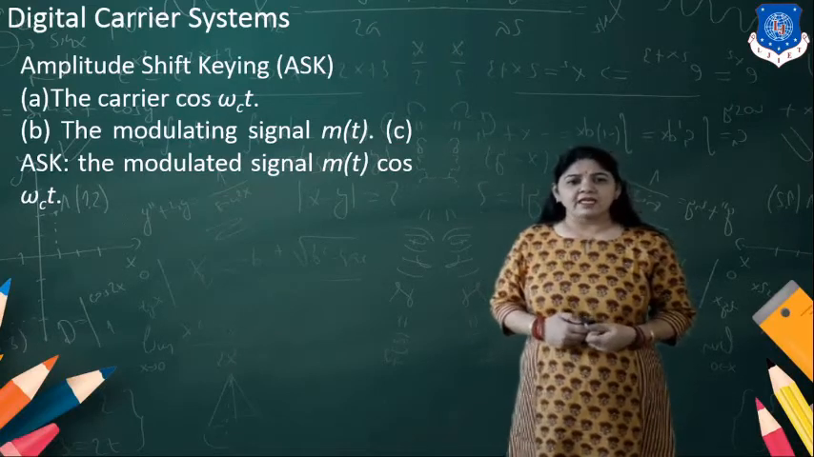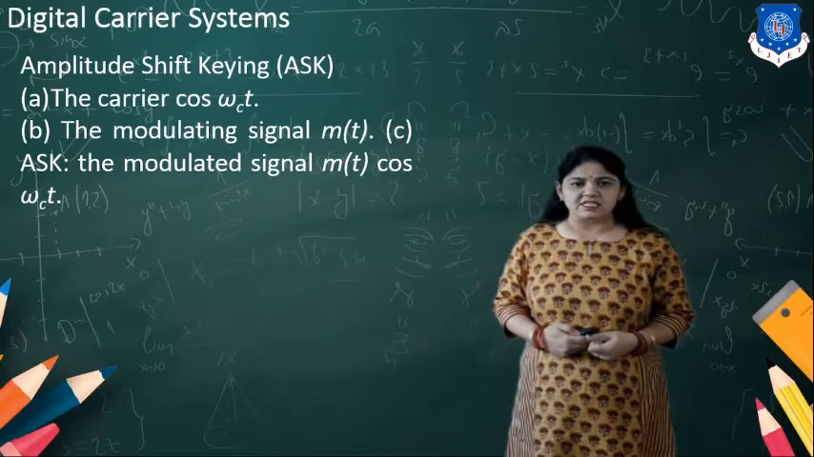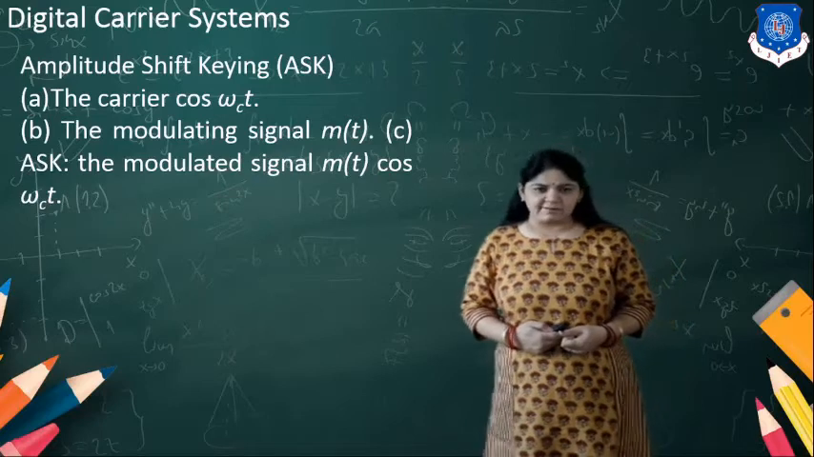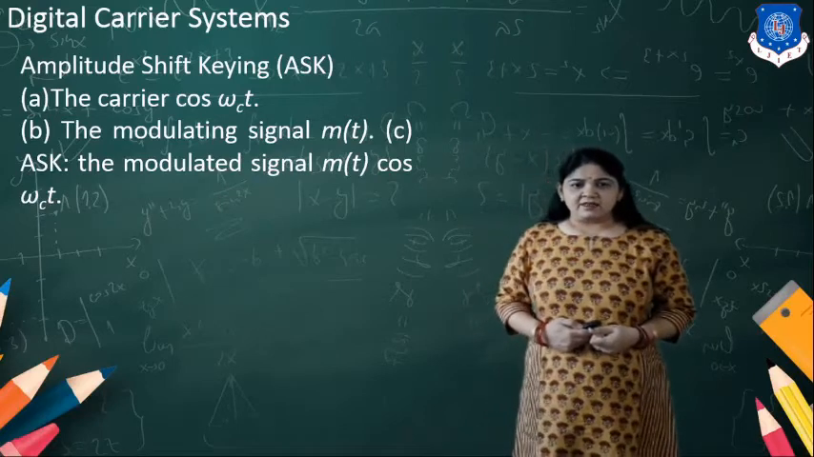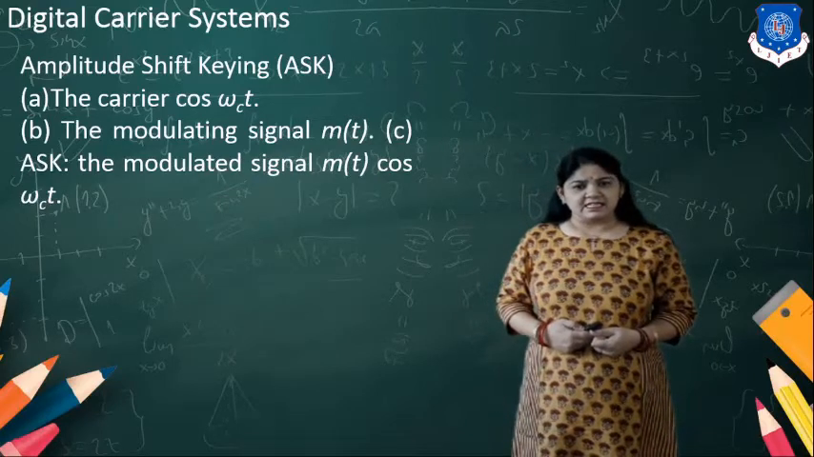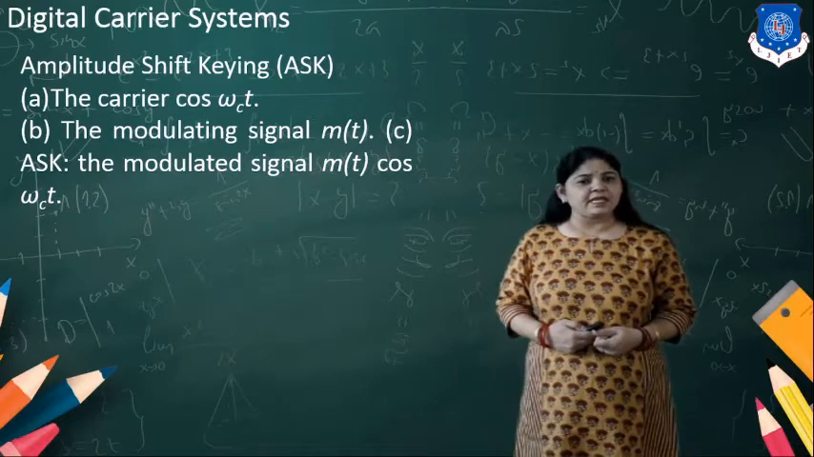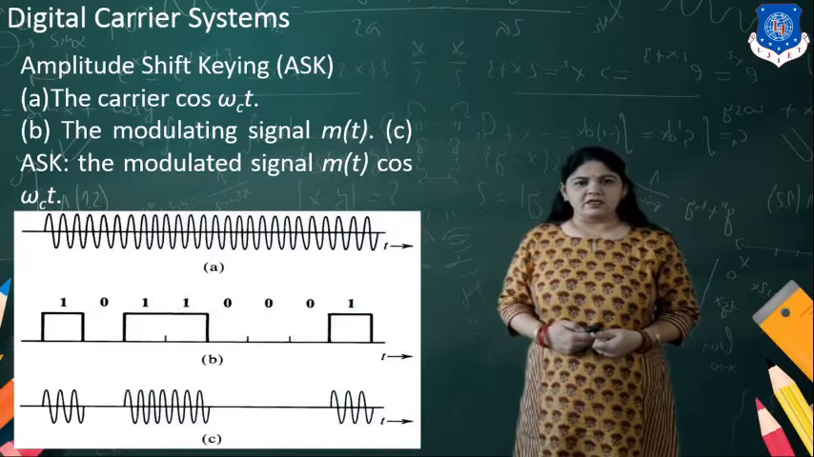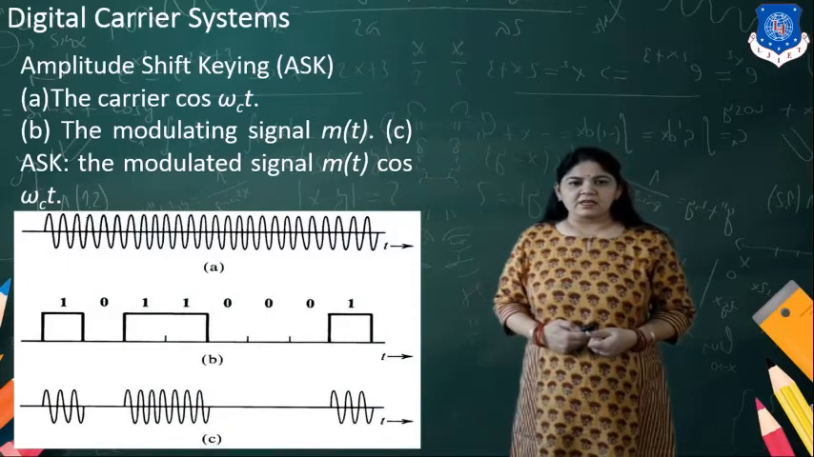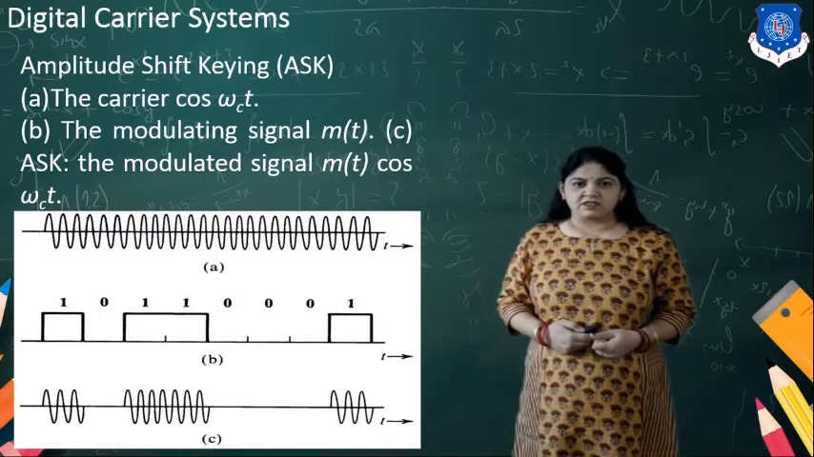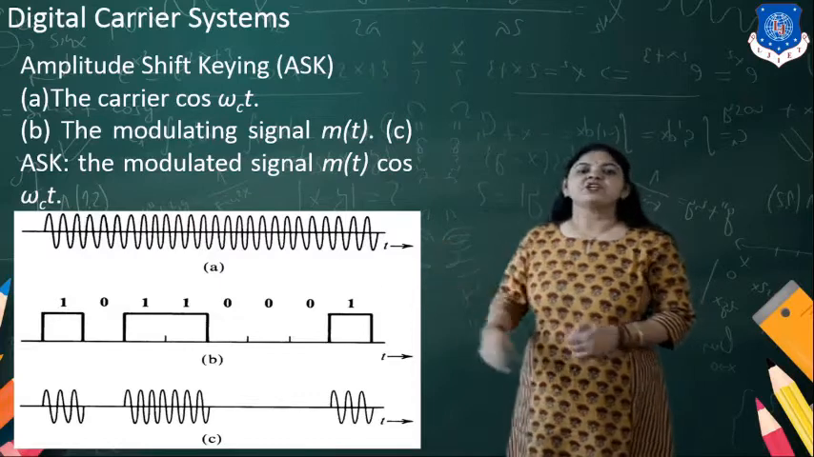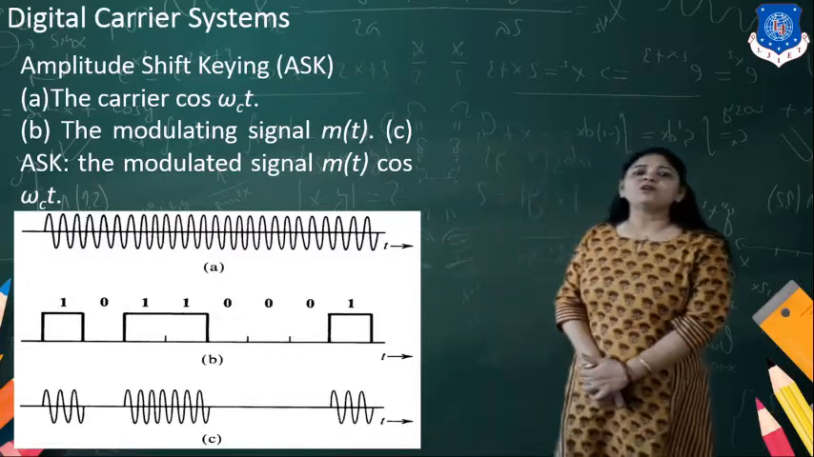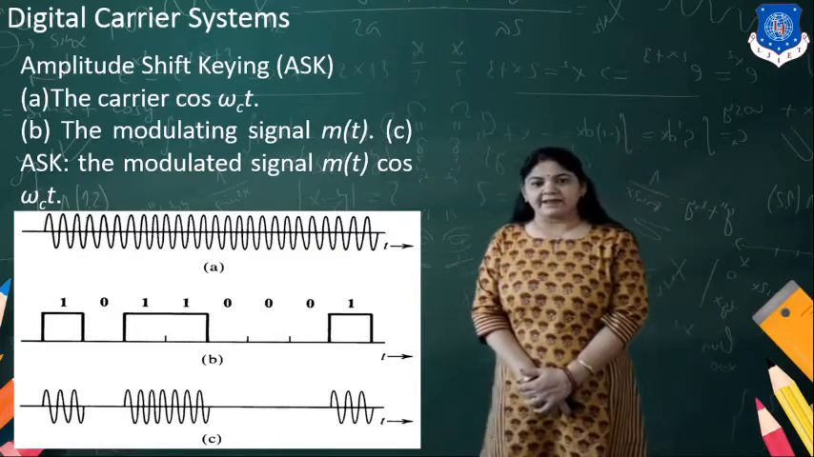Suppose we have the carrier signal cos omega ct and the modulating signal m(t). Then the ASK signal is m(t) into cos omega ct. Now here we are using pulses when we have the digital data, so it comes into the category of digital modulation technique.